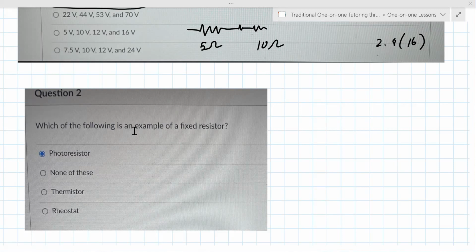So what if we take the meaning of each one? Fixed means that it would be unchanging. A photoresistor is light sensitive, and a thermistor would probably change based on temperature. A rheostat, I should know what that is. I've used those before. Potentiometer. Oh yeah.